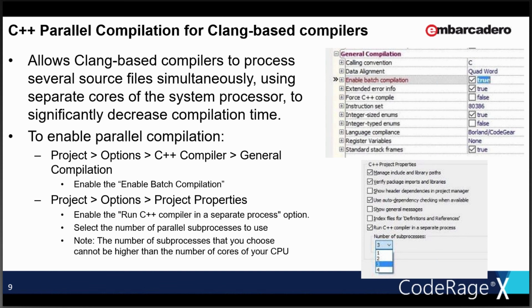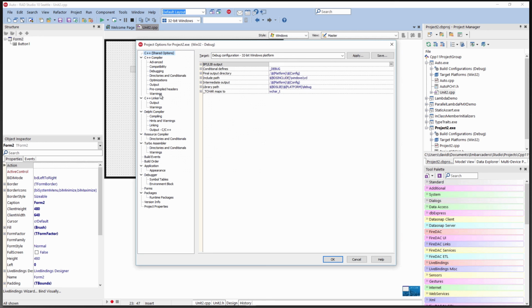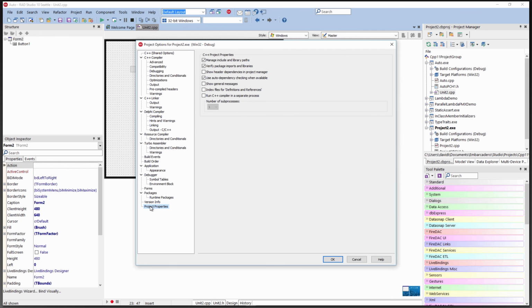And then in this case, the compiler will, if you're using Clang, launch multiple processes. So back in the IDE, let's see where these are again. If I go to project options, enable batch compilation here, turn that on to true. Then go to project properties, and in here I can say manage include, use auto dependency, all of those usual things.